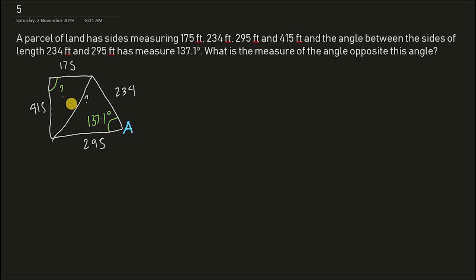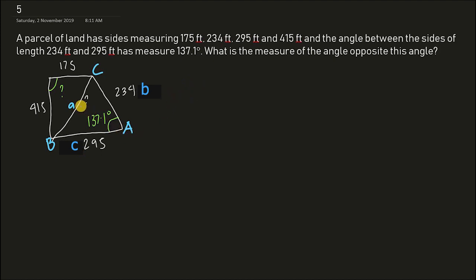So, I'll set this as A. So, this is angle A. I will set this as B and C. So, this is side B. This is also side C. Alright? So, solving that, I will use law of cosines.